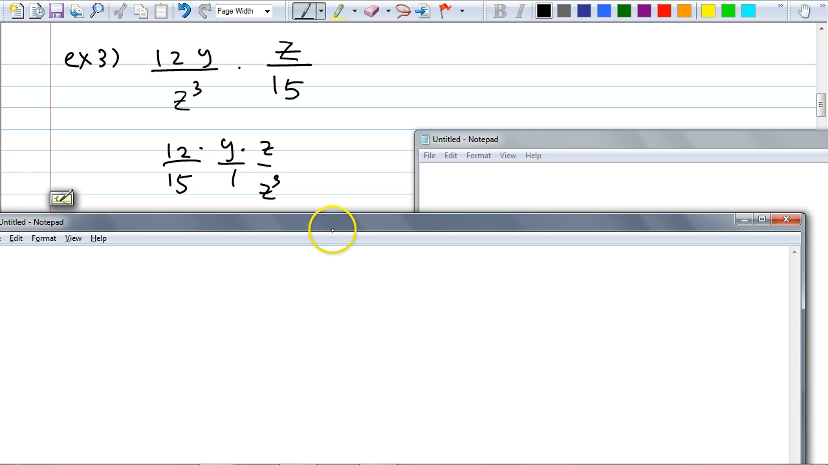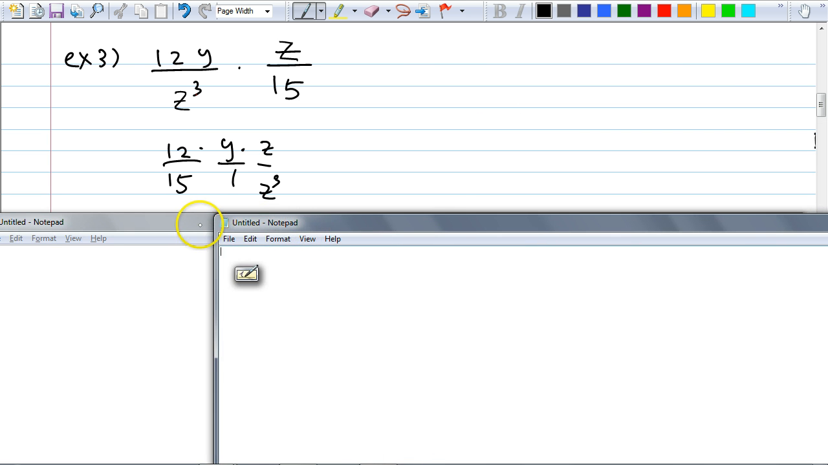Right. So I wrote it this way. I even separated it a little further. I said 12 over 15 times y over 1 times z over z cubed. Is that okay? Because then, isn't that nicer? Because what is 12 over 15? Eugene, what do you get? You get 4 over 5.